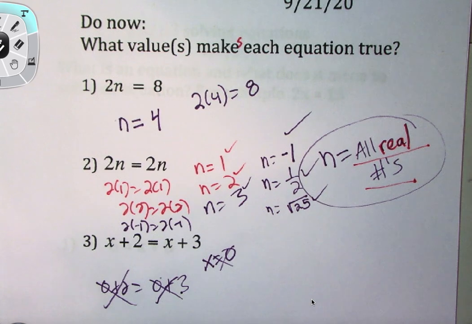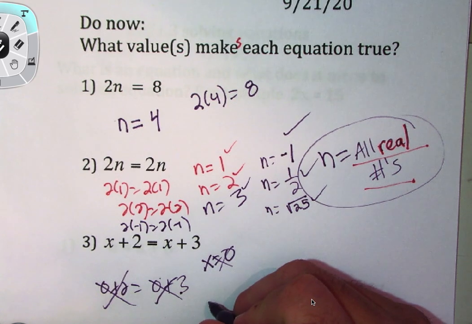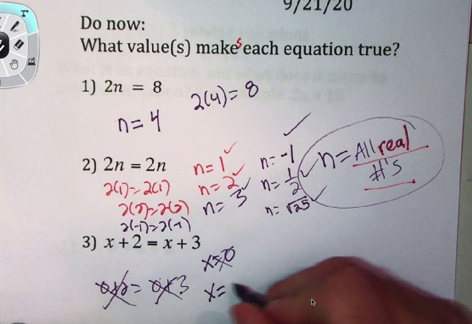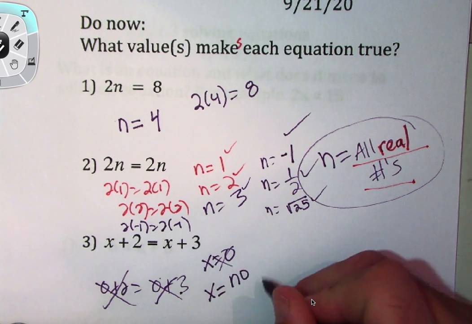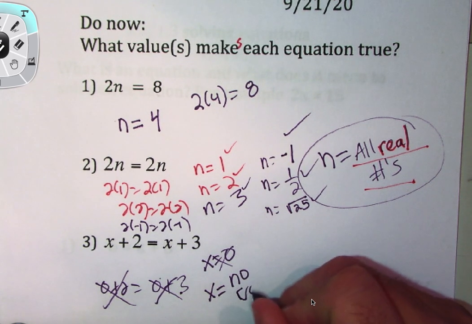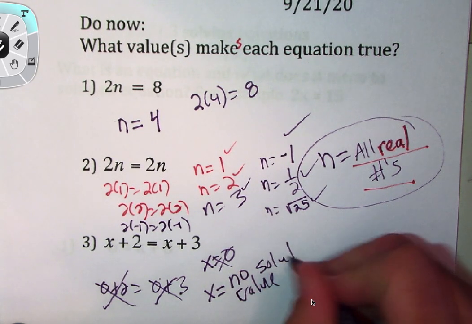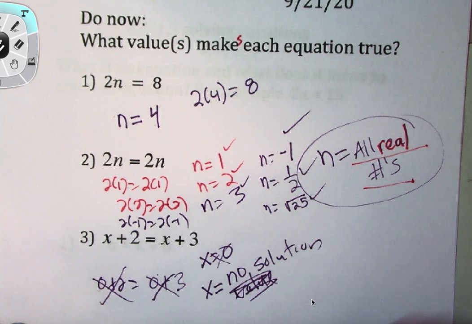Anyone have another number? x plus 2 equals x plus 3. What can we put in? You might be saying to yourself, I don't know. Some students often raise their hands and say that there is no value. There is no solution to this problem. There's no number that makes this true.